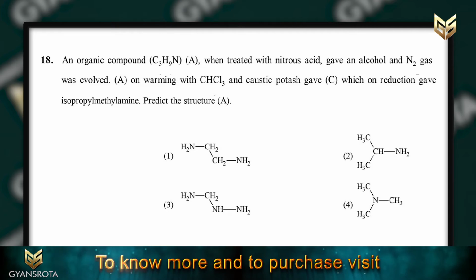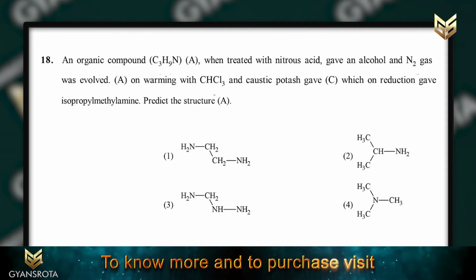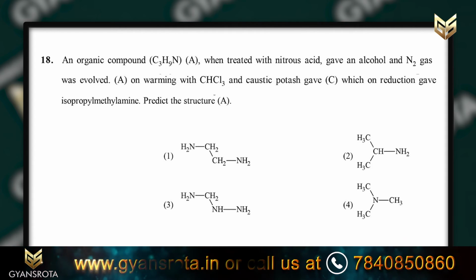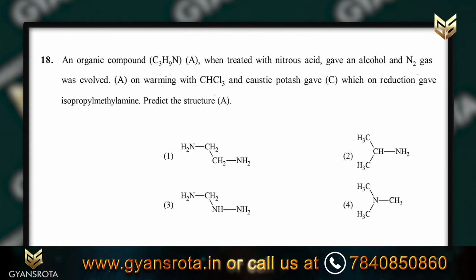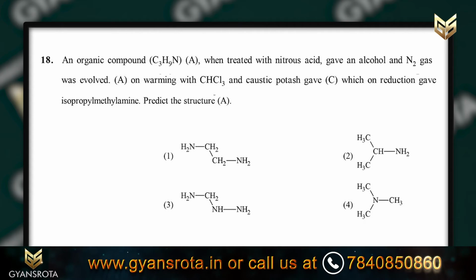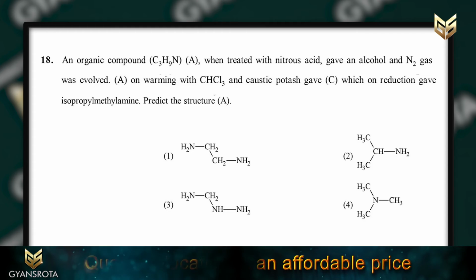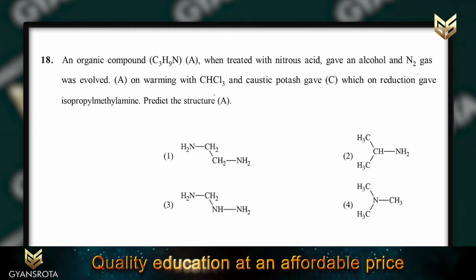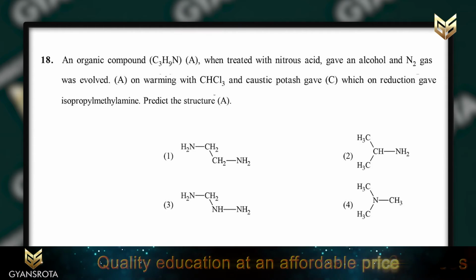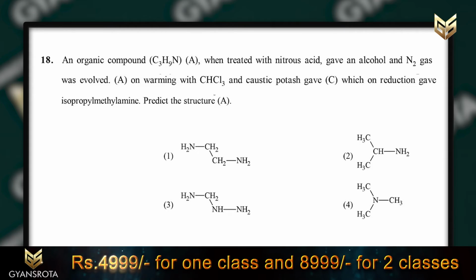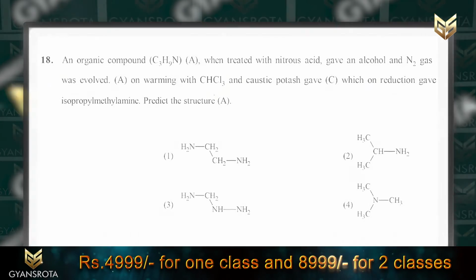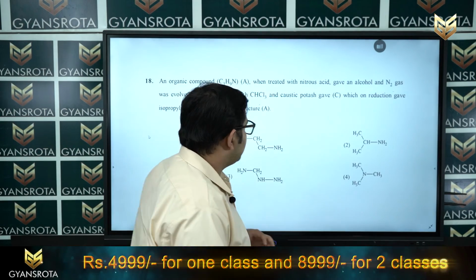An organic compound A, when treated with nitrous acid, gave an alcohol and nitrogen gas was evolved. A, on warming with chloroform and caustic potash, gave C, which on reduction gives isopropyl methylamine. Predict the structure of A. Now we are moving to the solution part.